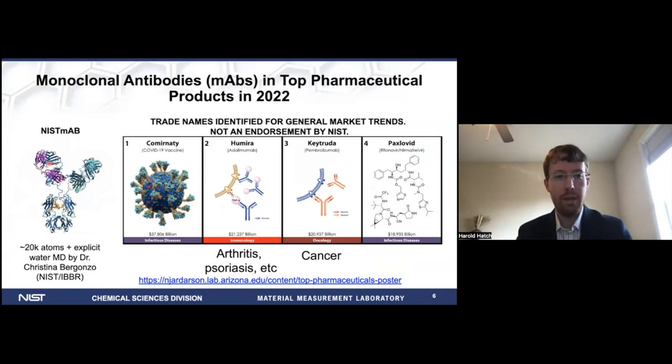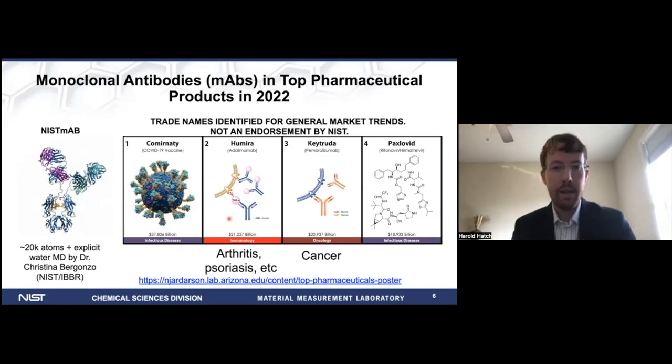And they have this characteristic Y shape where the arms, or what we call the Fabs at the top here, have variable regions that bind to antigens. And the bottom, what we often call the FC, is more conserved than the Fabs.